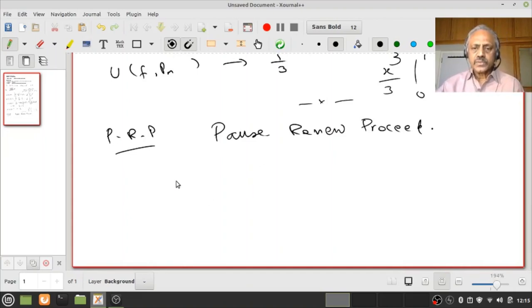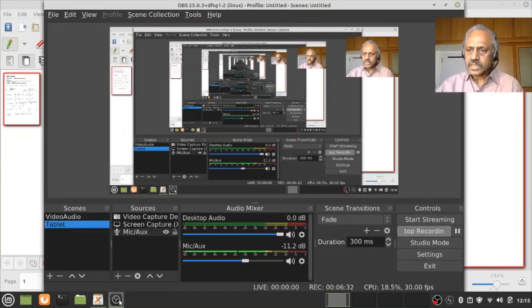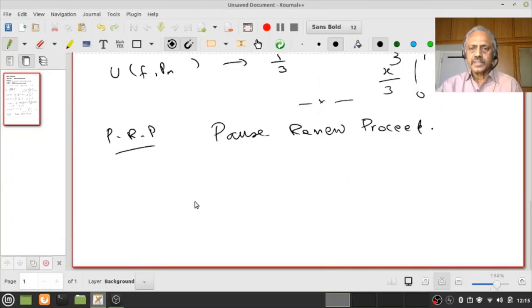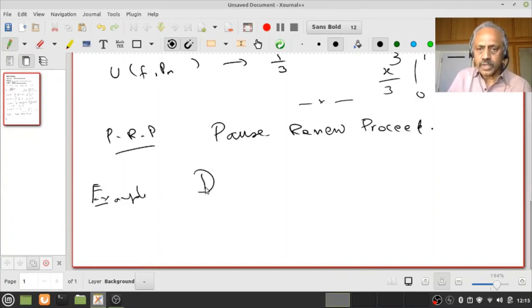Okay, so what is the contrast? Let me see whether I had checked to start. Yeah, okay, it is working.